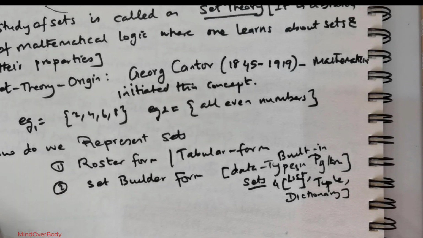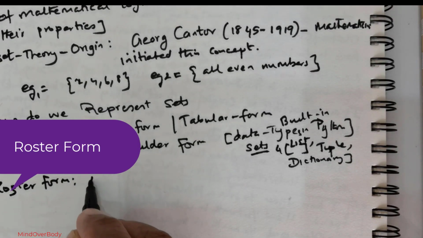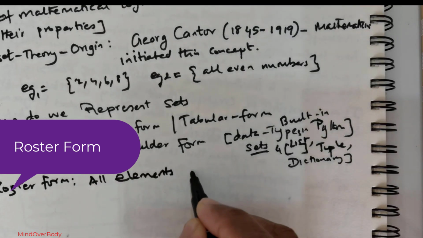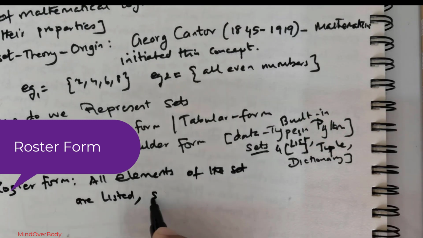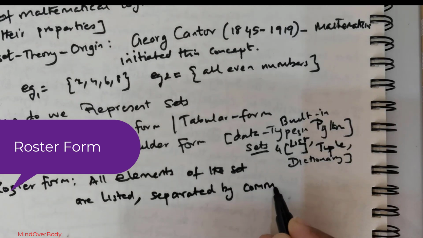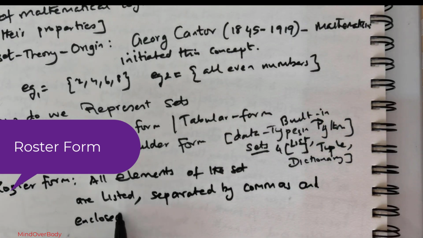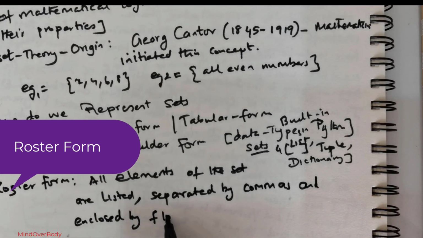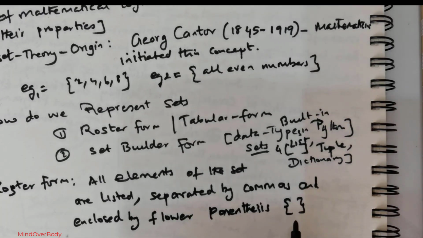Okay, now let me talk about the roster form. In roster form, all elements of the set are listed, separated by commas, and enclosed by flower parentheses. Now this is called flower parenthesis. Some people use some other name, but the actual way to call this is flower parenthesis.